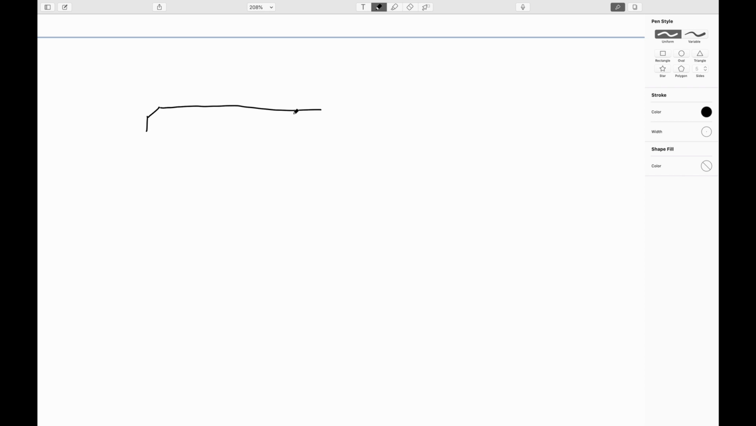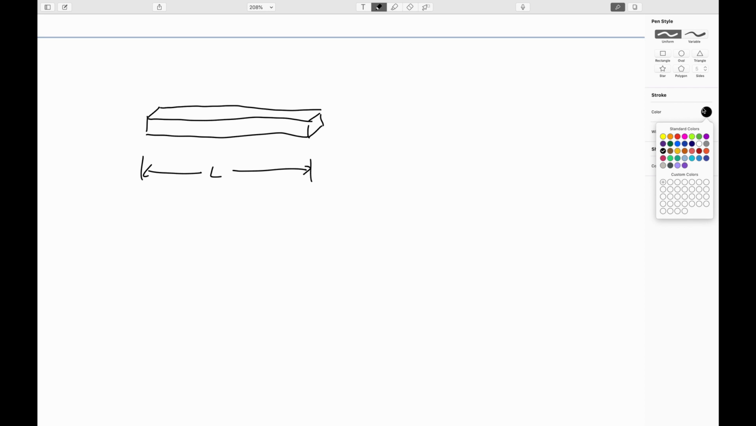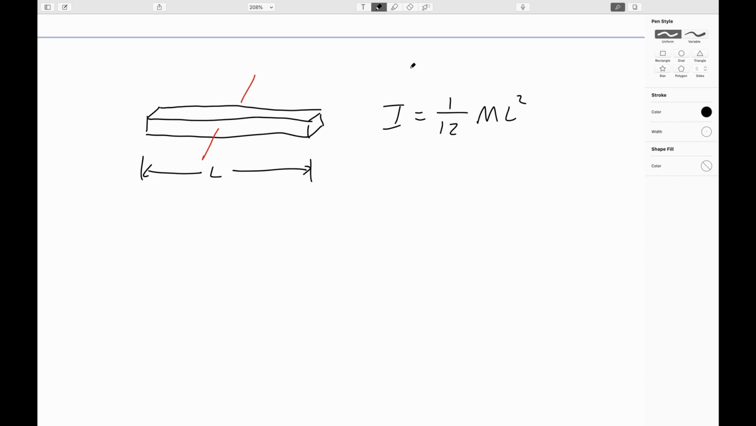Usually the way these tables are organized is they'll draw a picture of the thing they're interested in. So let's say we've got a long, thin rod of length L. They will then draw in the axis of rotation they're thinking about, say that, and then they will note what the moment of inertia is for this object about that specific axis. So for this long, thin rod here, the moment of inertia turns out to be 1/12 the mass of the object times the square of its length.